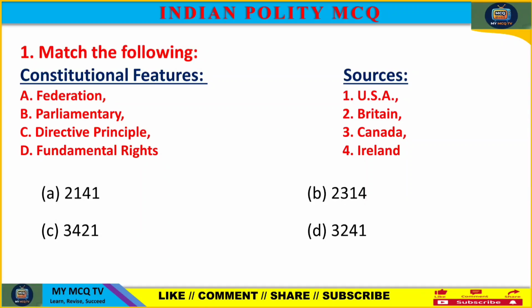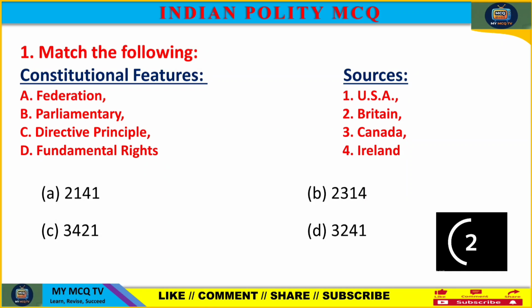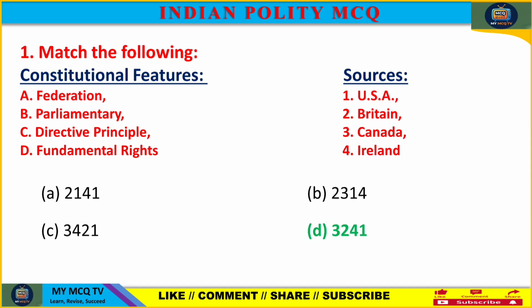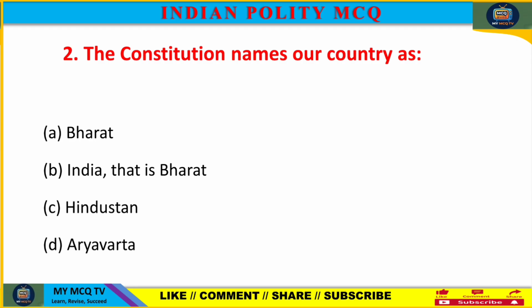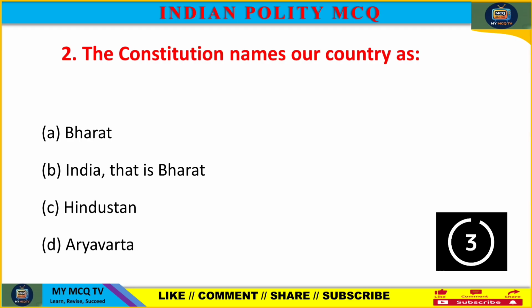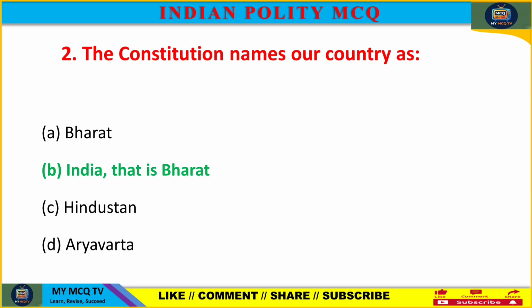Match the following. Constitutional features and sources. Correct answer. D. 3241. The Constitution names our country as. Correct answer. B. India, that is Bharat.